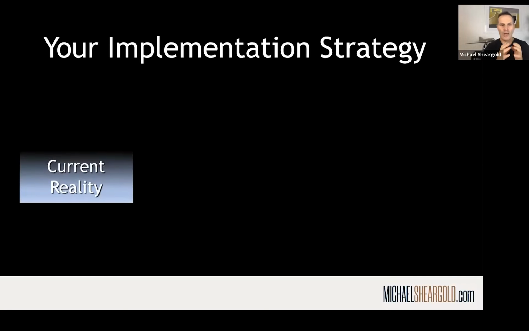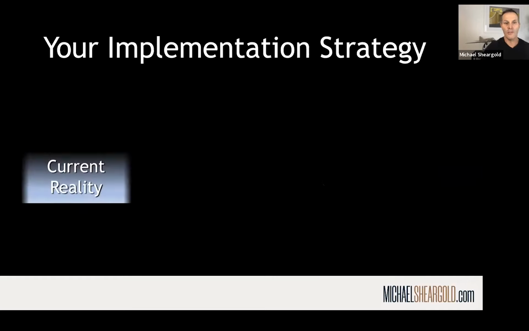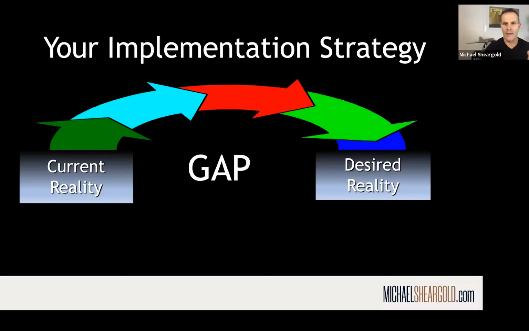So I'm sure you've heard me or someone talk about the concept of current reality and also desired reality. Current reality and the desired reality. What that creates in the middle there is a gap. And the ultimate plan is, how do we bridge that gap in the most effective way?